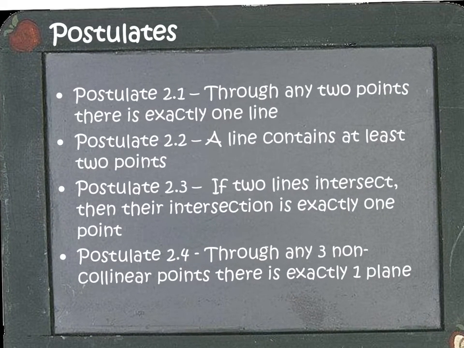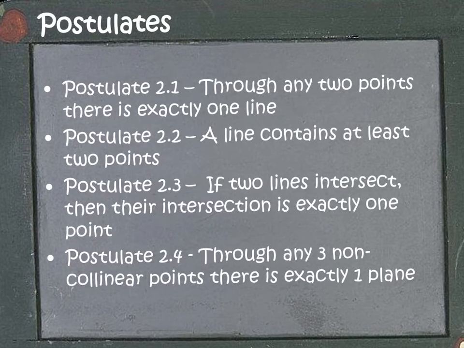Now, keep in mind that you do not need to memorize that postulate 2.1 says this. Through any 2 points, there is exactly 1 line. You just need to know that through any 2 points, there is exactly 1 line. And we already talked about this when we learned about points and lines. However, now it's officially being presented as a postulate.